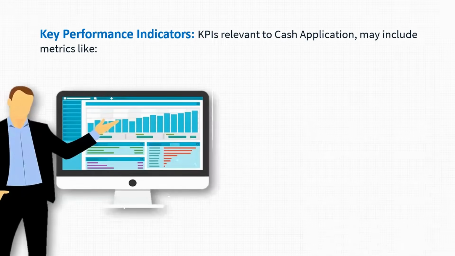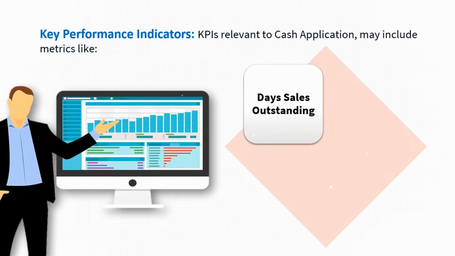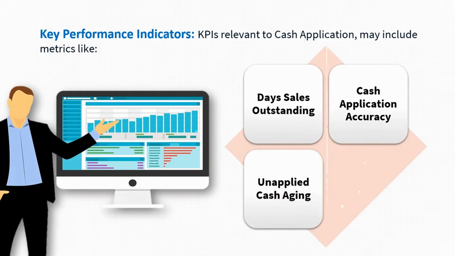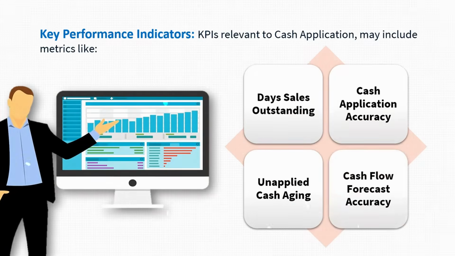Moving ahead, now let's talk about the key performance indicators of the cash application process. So KPIs of the cash application process may include metrics like days sales outstanding, cash application accuracy, unapplied cash aging, and lastly, cash flow forecasting accuracy. So these are some of the most important KPIs of the cash application process.